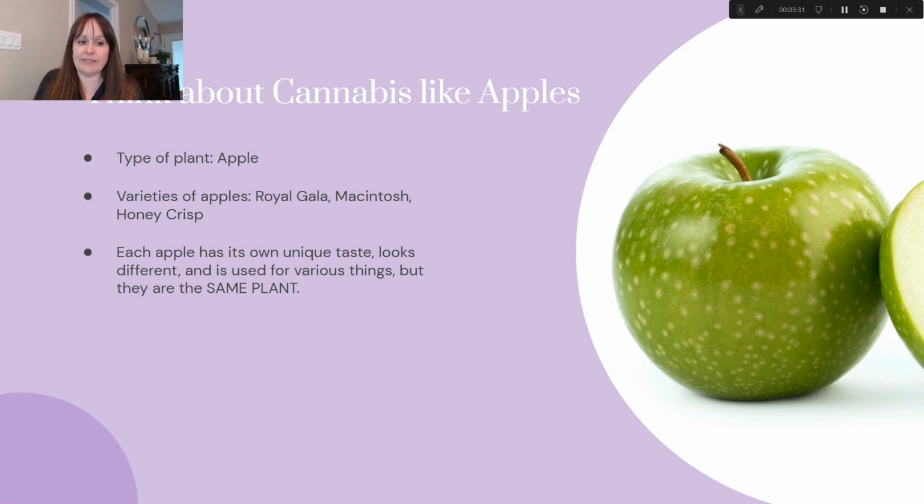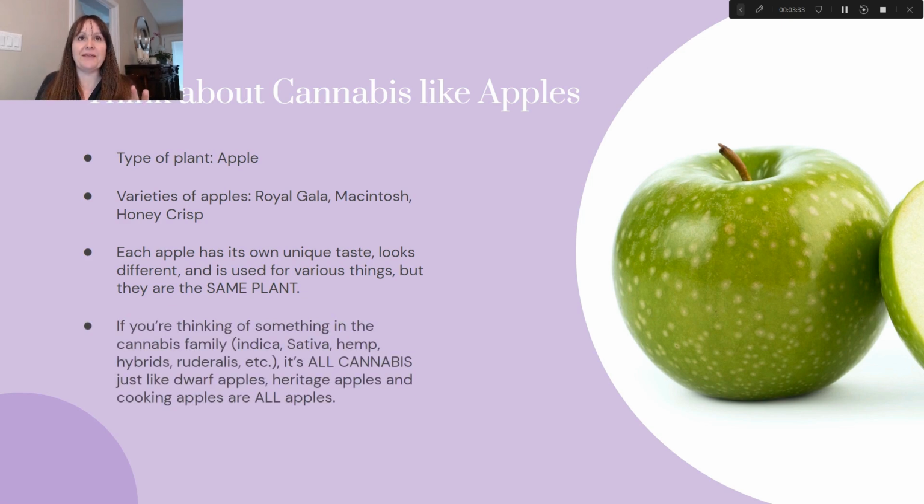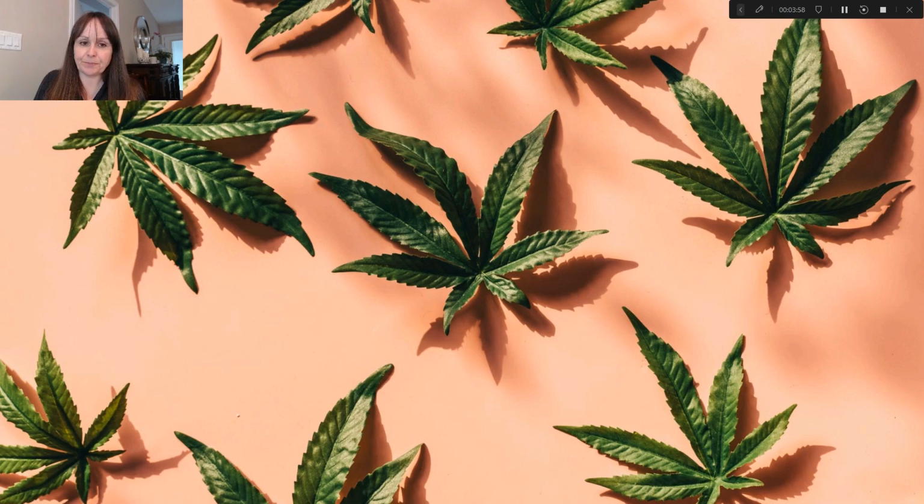They're all apple plants. So in the cannabis world, I want you to remember all the time that this comes back down to it. This is the same plant. If you're thinking about cannabis or hemp, same plant. Marijuana, same plant. Sativa, indica, hybrid, ruderalis, all the same plant. Just like how dwarf apples and heritage apples and cooking apples, they're all apples.